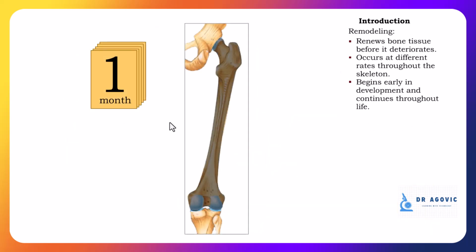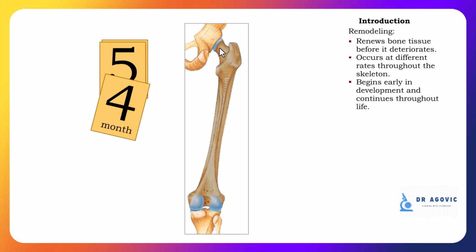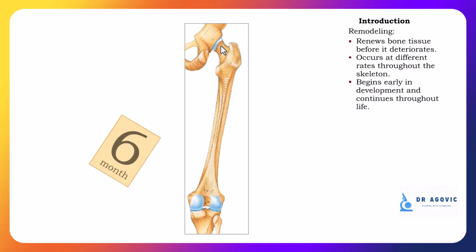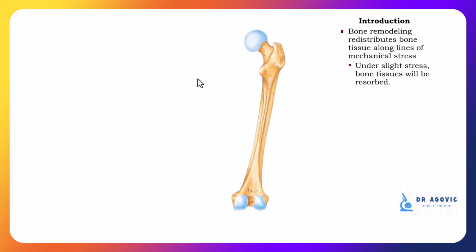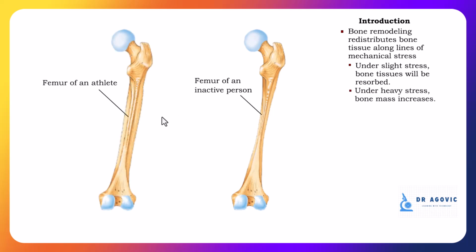The continuous and lifelong process of bone remodeling occurs at different rates depending on the skeletal region. The distal head of femur, shown here, is completely replaced approximately every 6 months. The constant process of remodeling allows bone to respond to different or differential stresses. Bone tissue is resorbed when there is slight stress. When demands are placed on bones, the tissue reacts by increasing thickness and adding projections for muscle attachments.